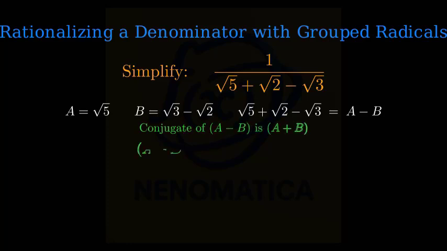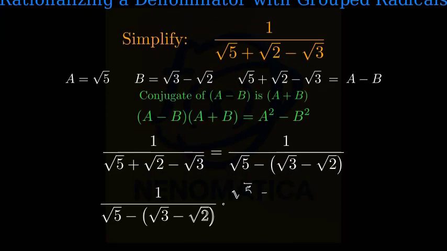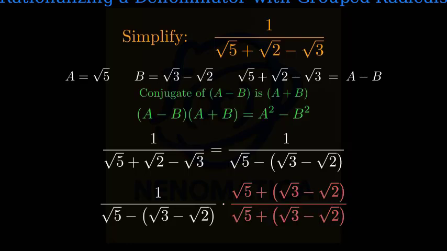To rationalize A minus B, we multiply by its conjugate, A plus B, which turns the denominator into A squared minus B squared. Step 1. Write the denominator as square root of 5 minus the quantity square root of 3 minus square root of 2, and multiply by the matching conjugate. Step 2. Apply the difference of squares identity to the denominator. It becomes A squared minus B squared.